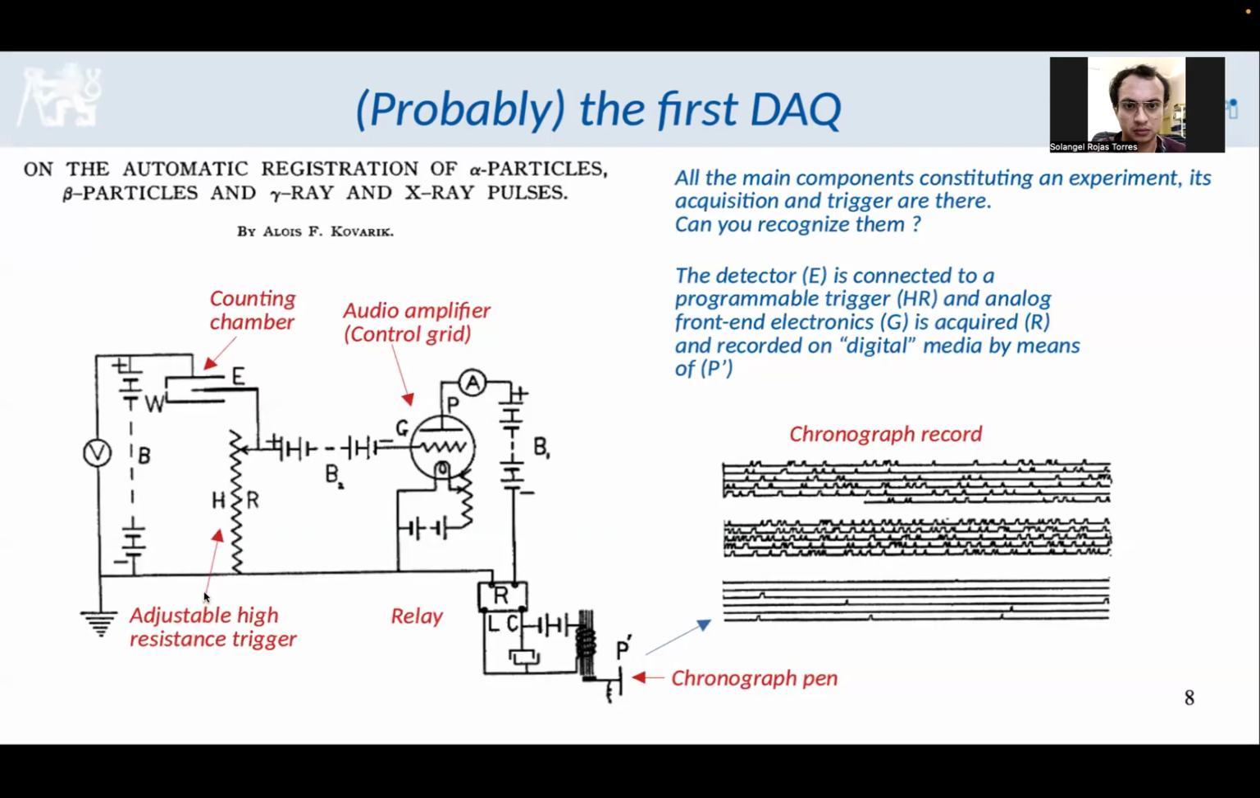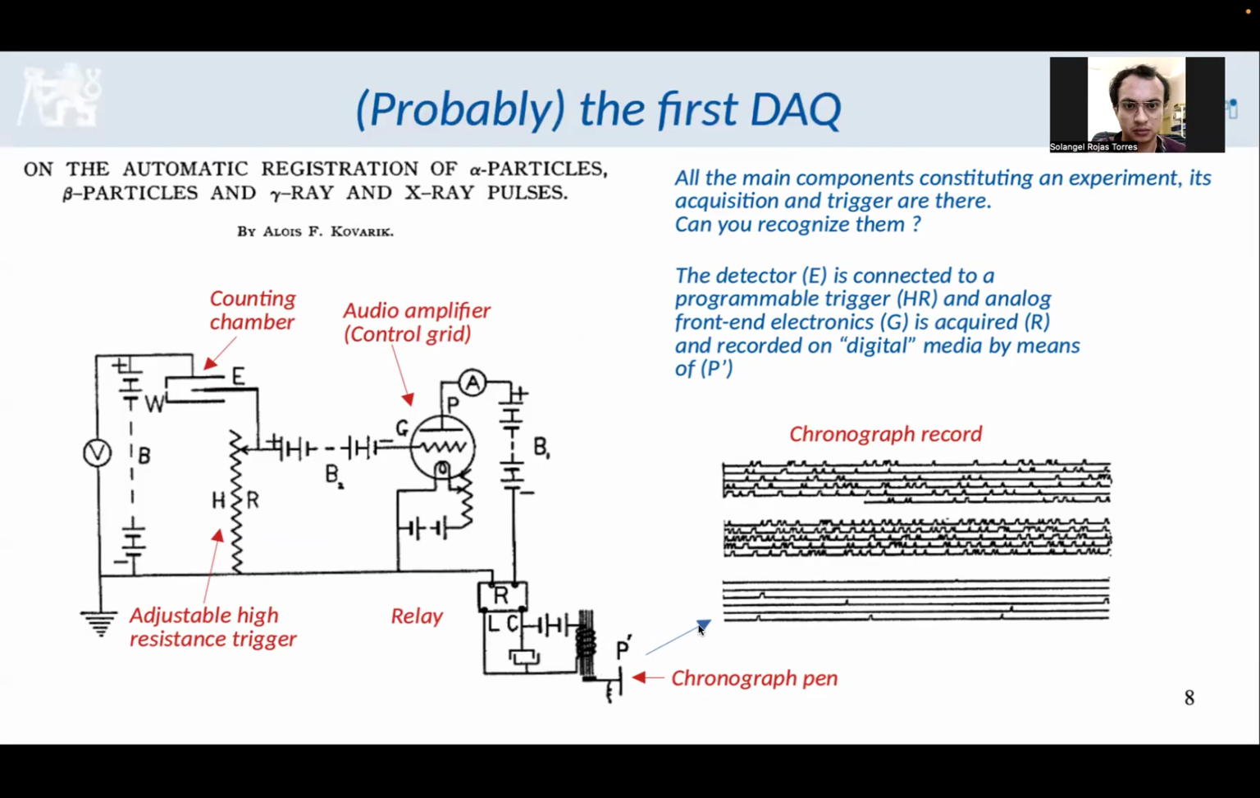So we have here a resistor with which you can adjust the level of the trigger, and for triggering you use an audio amplifier. That was very old. And then if some threshold is crossed, you have a relay here, which is basically a mechanical device that switches, and this moves a pen, and you have some paper that is rolling, and when there is an event, you have this variation of the movement.